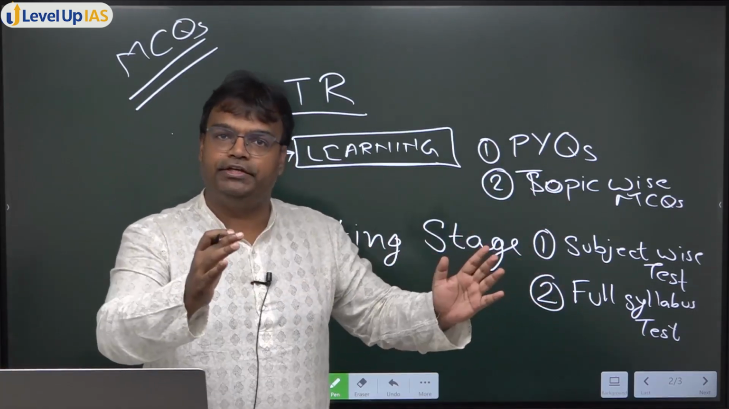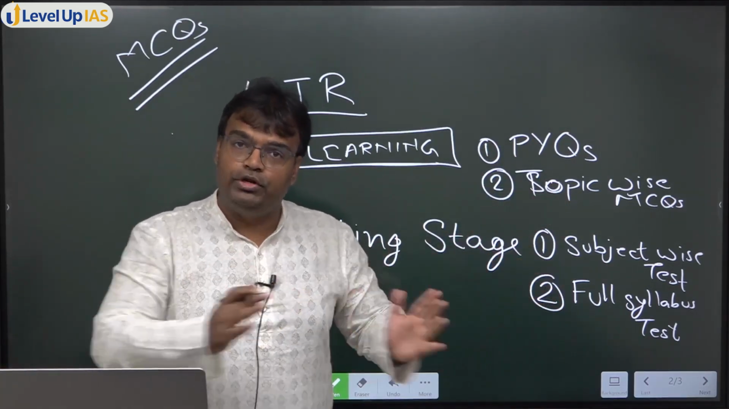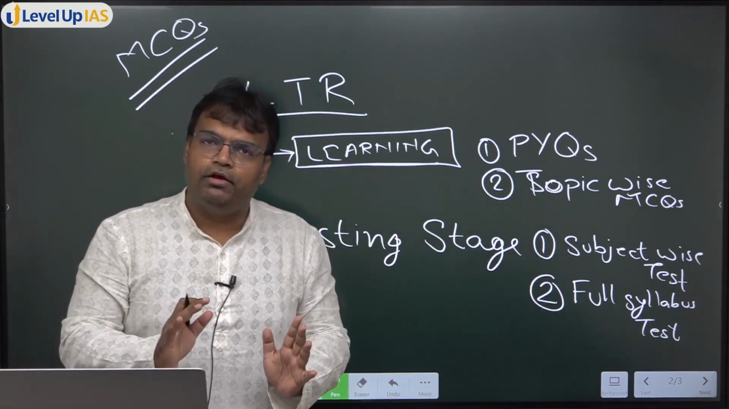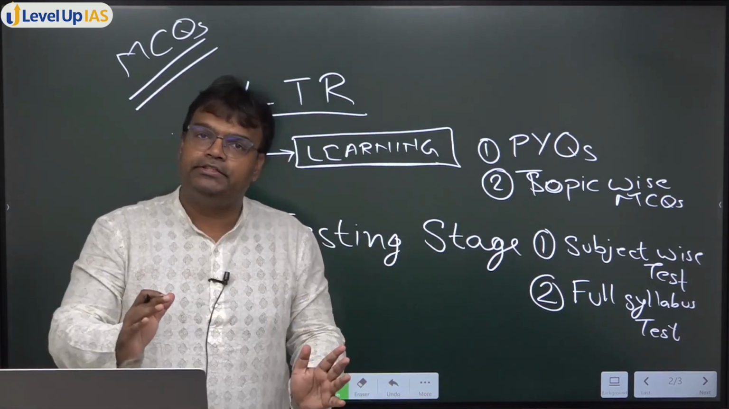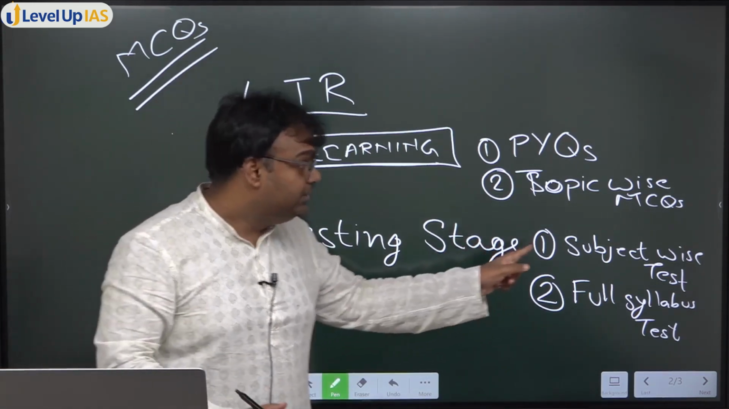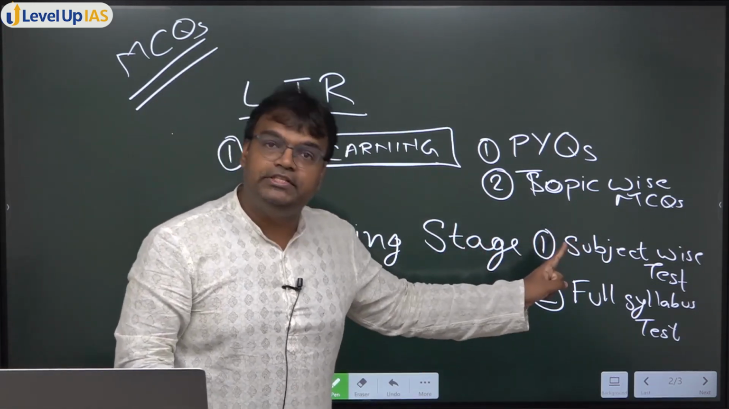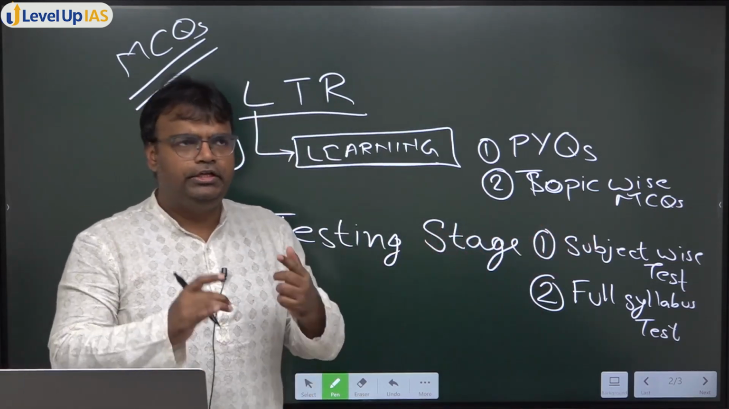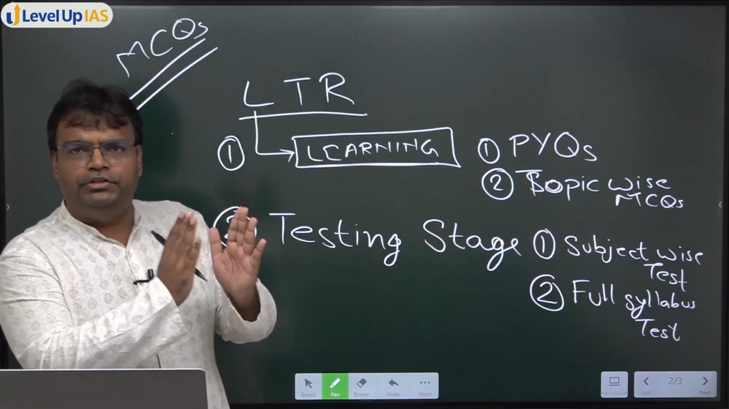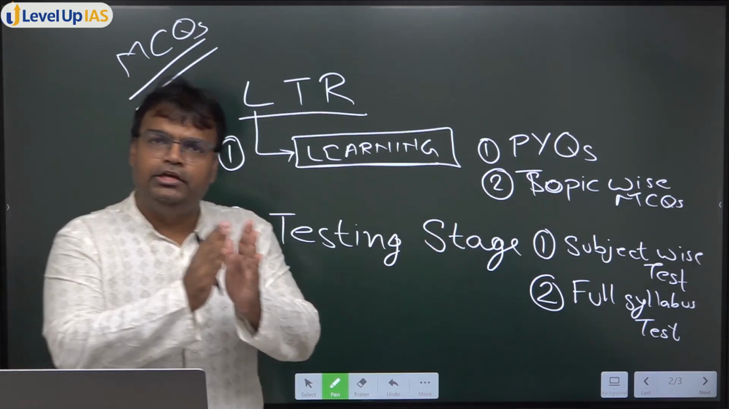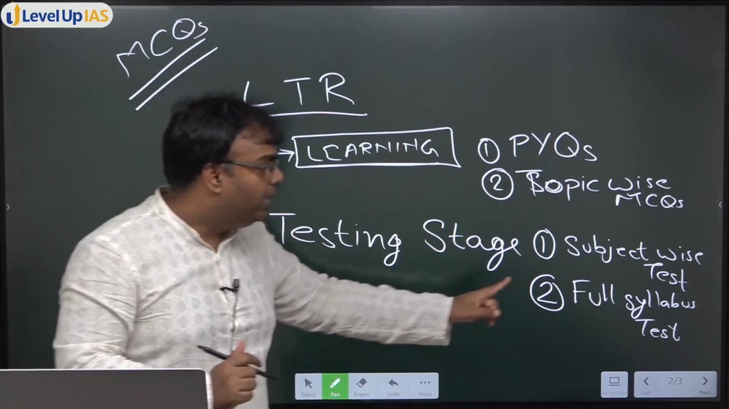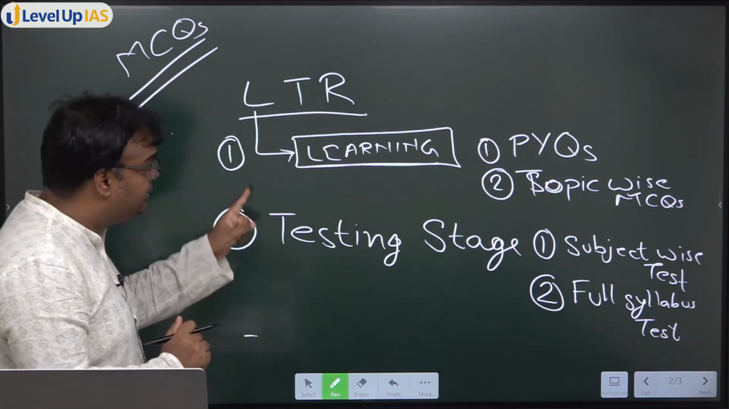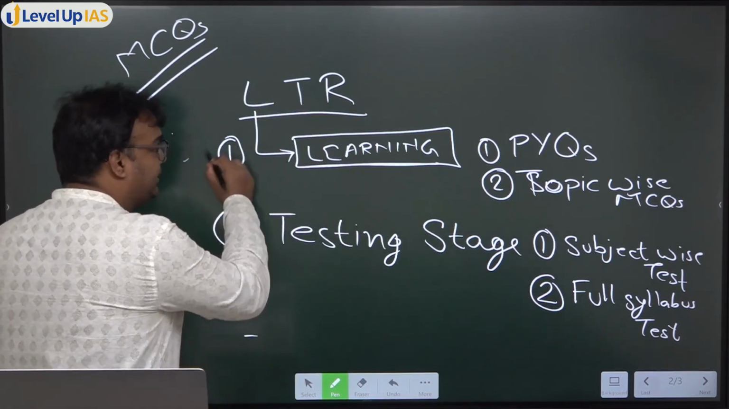पूरे ज्योग्राफी का एक टेस्ट, पूरे मॉडर्न इंडिया का एक टेस्ट, पूरे आर्ट एंड कल्चर का एक टेस्ट, एक टेस्ट, दो टेस्ट, तीन टेस्ट, whatever bandwidth you have, पूरी पॉलिटी का एक टेस्ट, पूरे साइंस एंड टेक्नोलॉजी का एक टेस्ट. That is subject-wise test. And once this is done, once you have completed this part, once you feel कि यार I'm done with each of the subjects properly, revise the entire syllabus again, and then start doing full syllabus tests. This full syllabus test is also part of your testing stage.